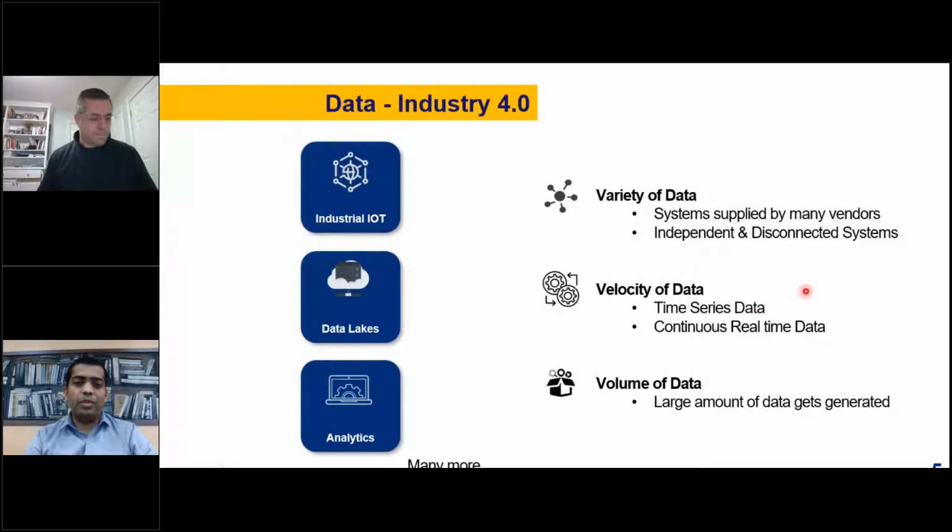Then the velocity of data. Apart from the relational databases, the SAP and MES systems, we have a challenge with the time series data, which is continuously generated by the PLCs and SCADA systems on the shop floor. And the volume of data: as I said, this data is continuously generated. So we need some solution to aggregate all this data together and utilize it thoroughly. While discussing with our customers, we realized that this is a challenge and we need some solution to it. That's where the Industrial DataOps concept comes into the picture.